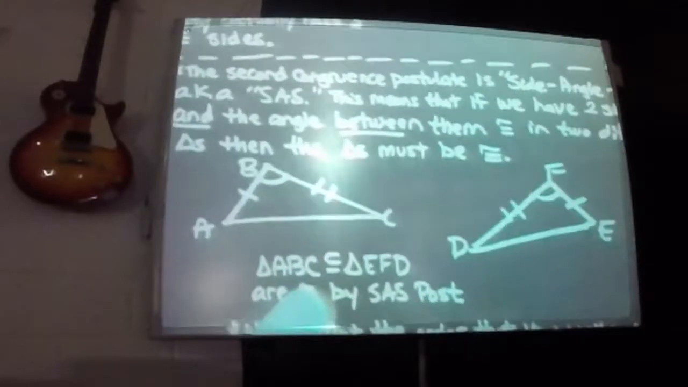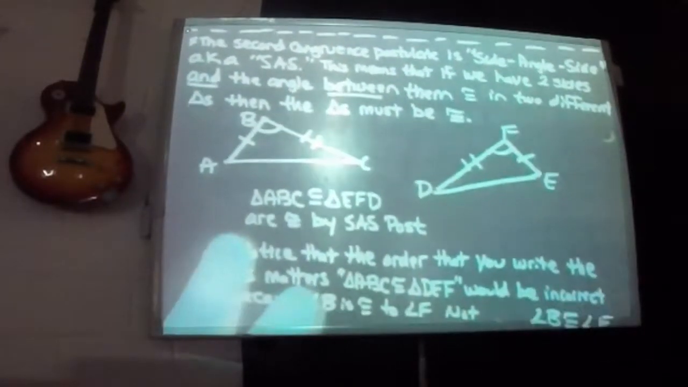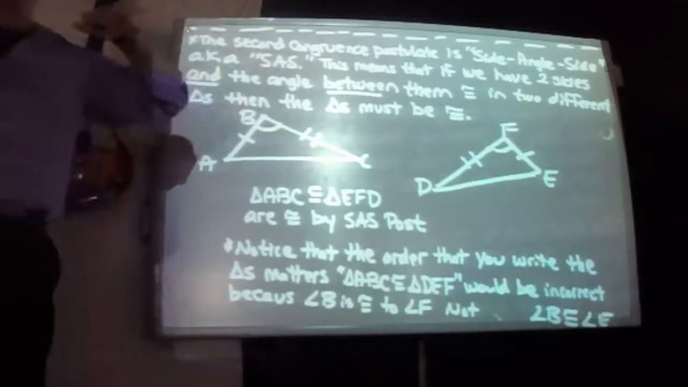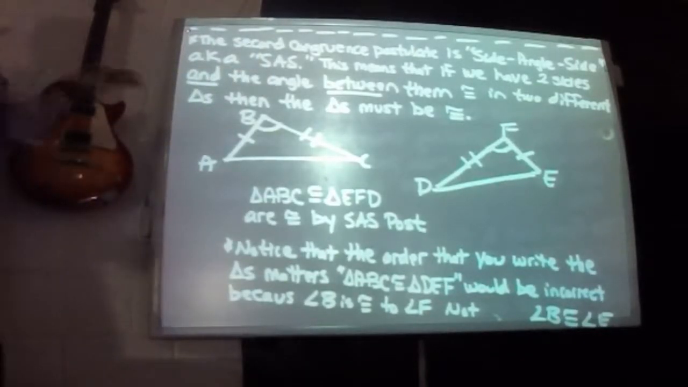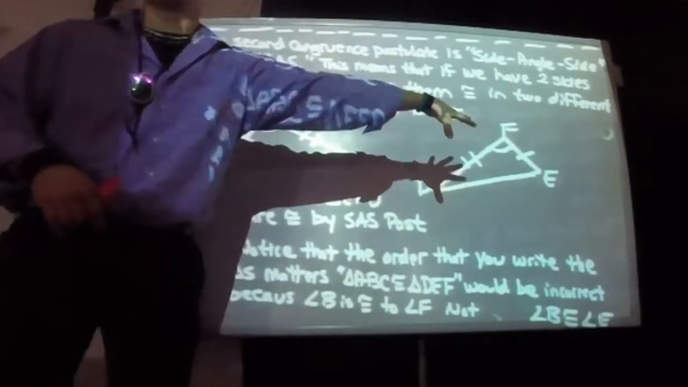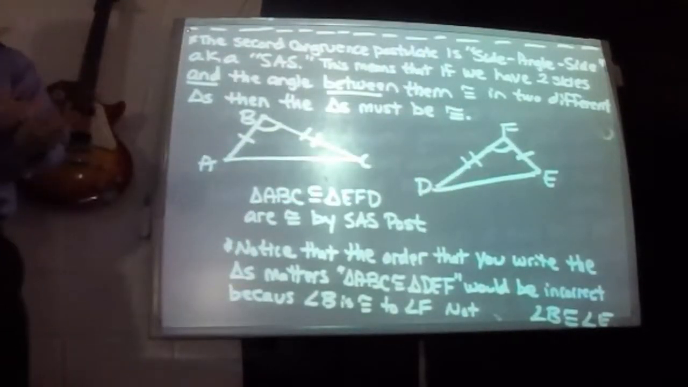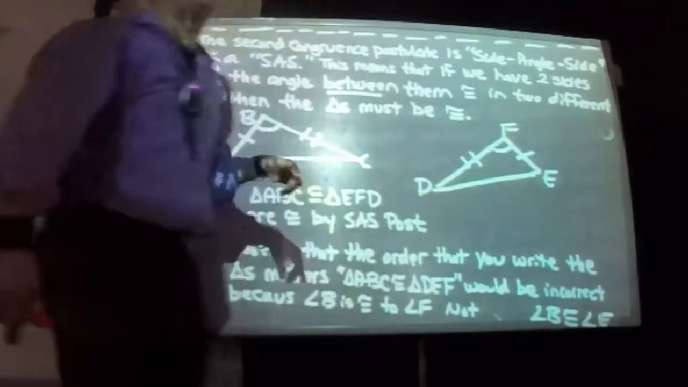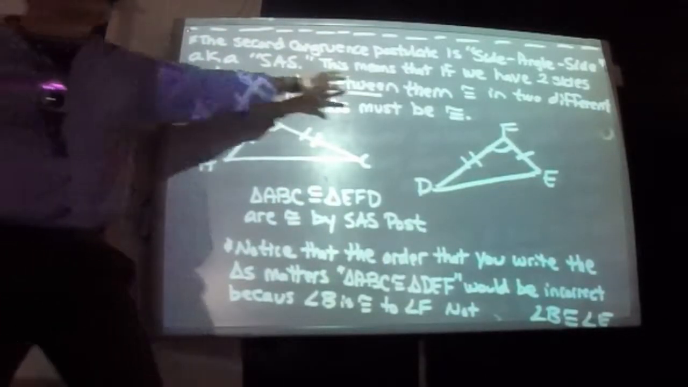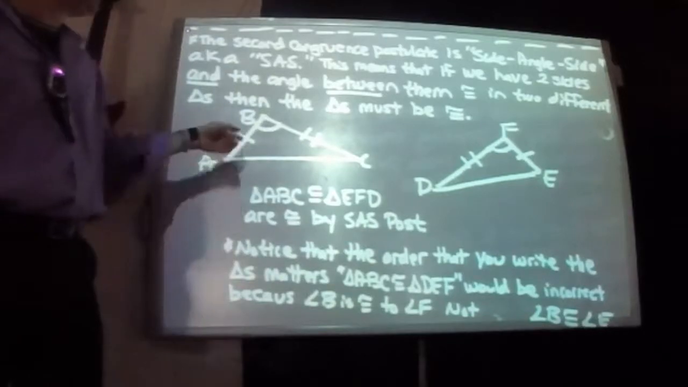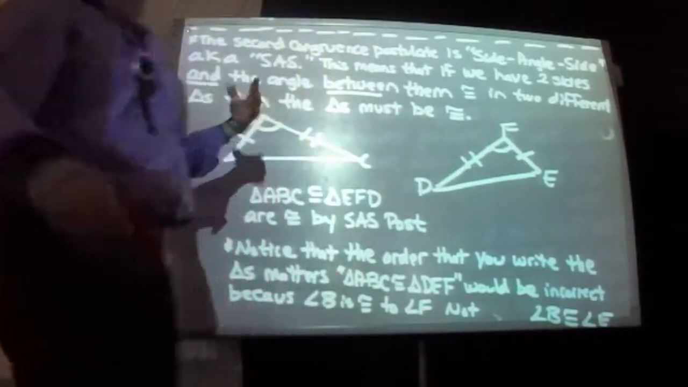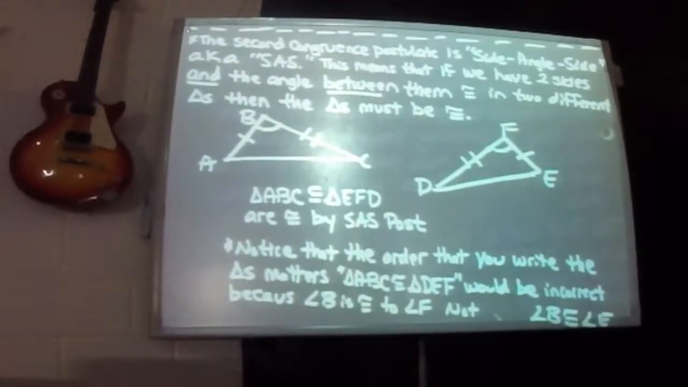All right, here comes the second one. Side, angle, side. Also known as SAS. What this means is that you've got two sides on one triangle congruent to two sides on another, and the angle that is between them, and that's important. If I've got these two sides congruent to these two sides, and the angle between those two congruent to the angle between those two, I've got SAS. So it goes in order. I've got side, angle, side, congruent to side, angle, side. Those are congruent by SAS.